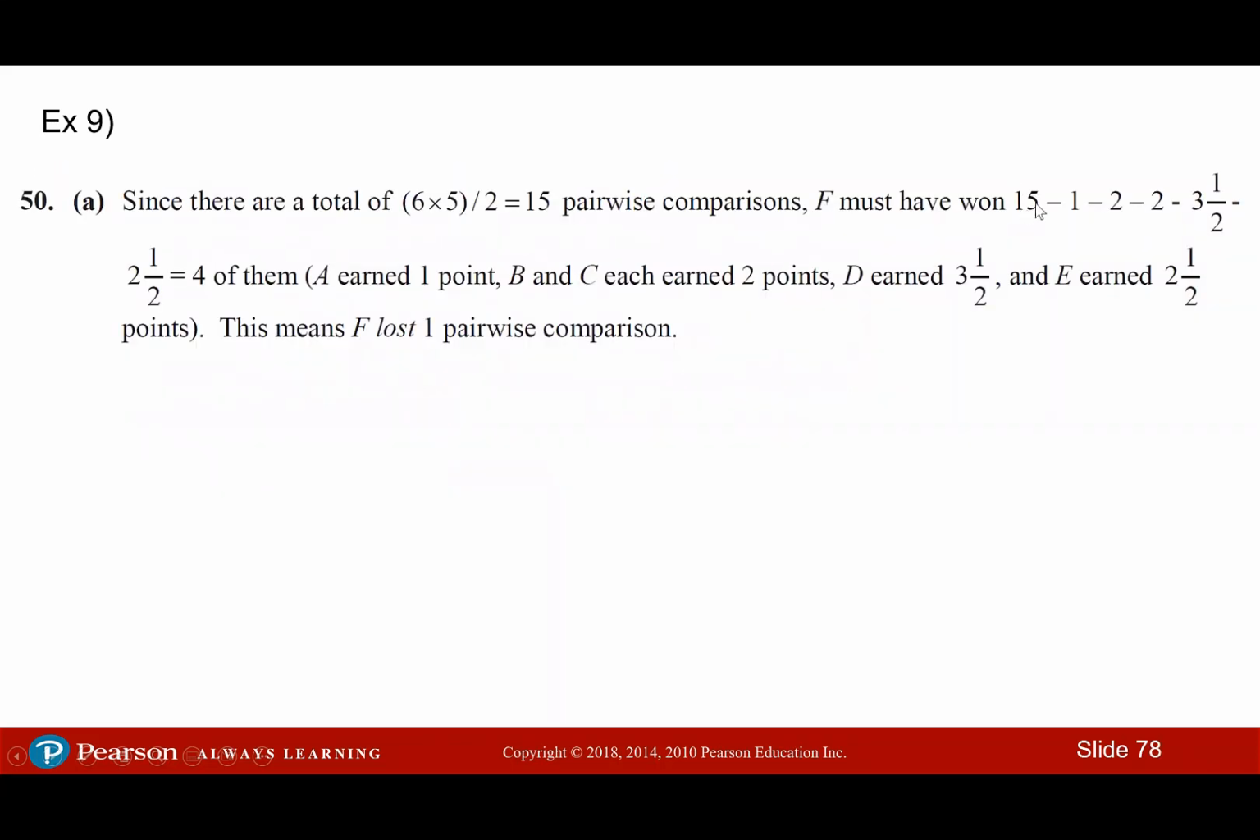So there it is. The grand total had to be 15. Here's the number of wins for A, the number of wins for B, the number of wins for C, the number of wins for D, and the number of wins for E. And then if you do that and subtract from 15, you get 4. So then you say, okay, that means F won 4 times, and that means F lost once. And if that's the case, who's the winner? F is the winner with 4 points. And done. There it is.